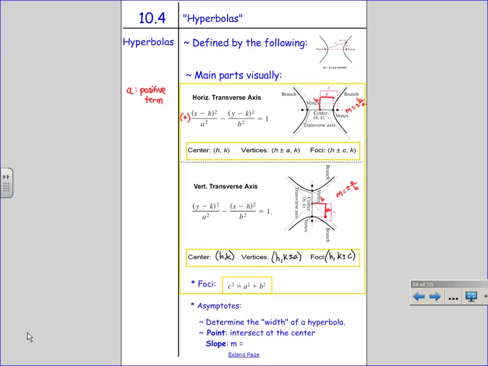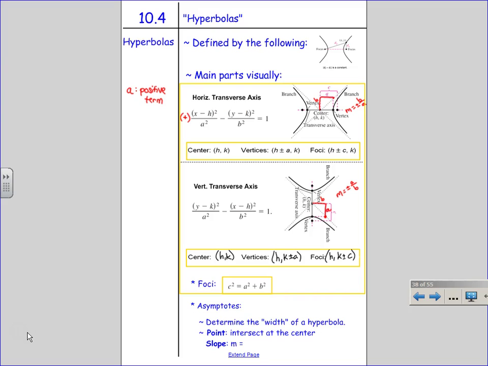The vertices, because there are two of them. How far away are the vertices? Well, just how far? What's the distance? That's all I'm looking for. Nope, not to the vertices. A, that's what I was looking for. The distance is A, and then we need to add it like Matthew's trying to do, either to the H, add, subtract, to the H for the horizontally, or to the K for the vertically.